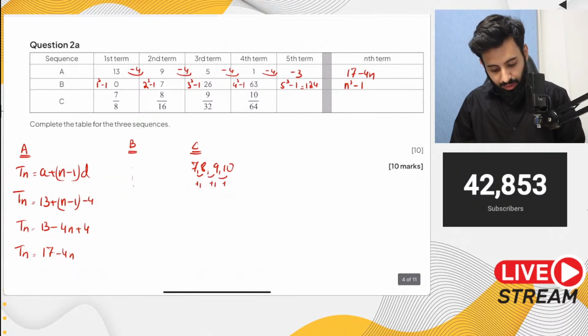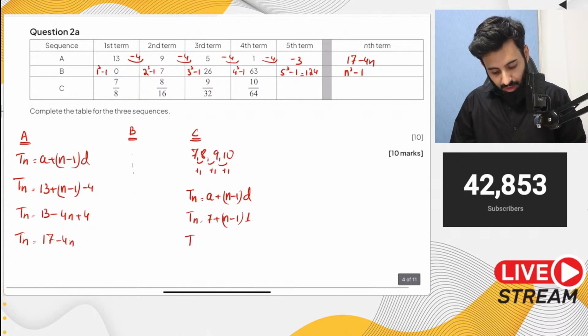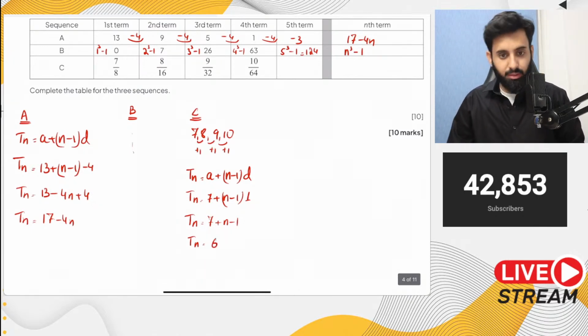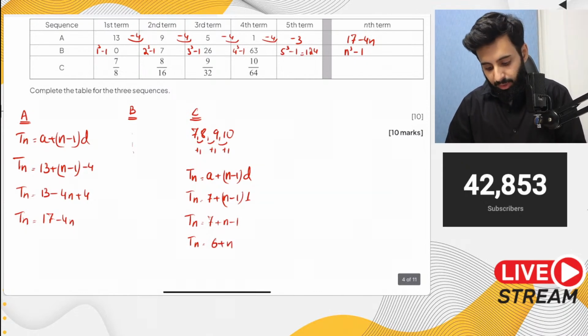Okay, so we can find out the general term since it's a linear sequence by using the formula a plus n minus 1 into d, which means it's going to be 7 plus n minus 1 into the common difference, which is 1. So that means Tn is equal to 7 plus n minus 1, which means that Tn is equal to 6 plus n. So there you go. That's the sequence for the numerator. N plus 6 or 6 plus n, doesn't matter how you write it.